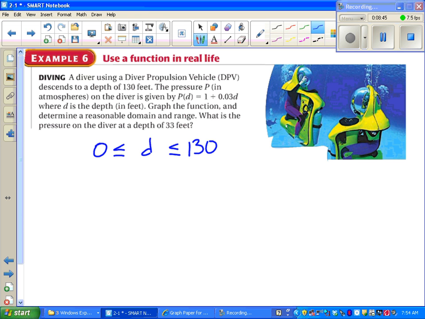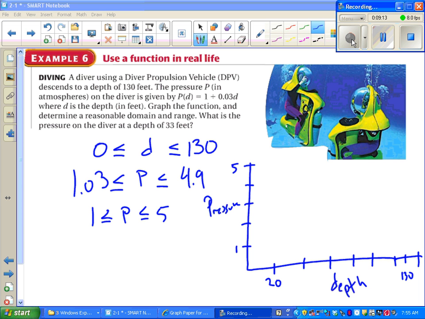To figure out our good range for our pressure, we can just plug those numbers in. Plug 0 into our equation, and we get 1.03. Plug in 130 and we get 4.9. Those might be hard numbers to put on our graph, so it might make more sense to do something like this. And we can draw a graph that uses that scale.